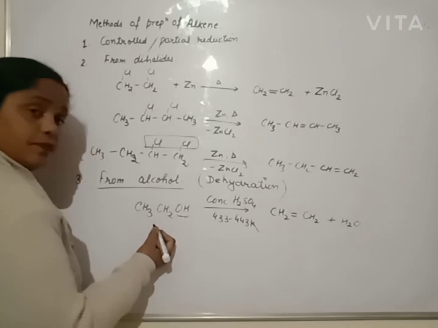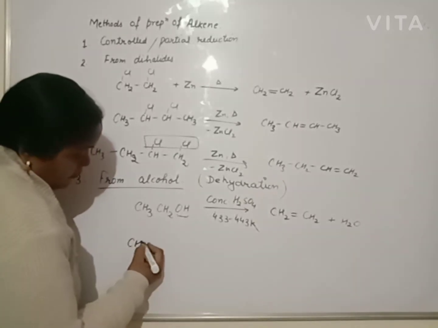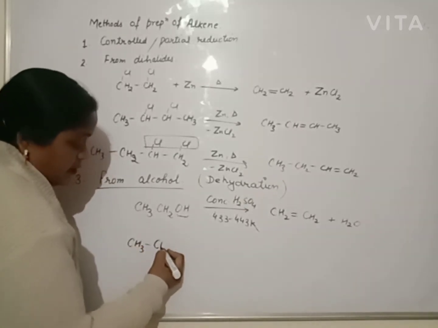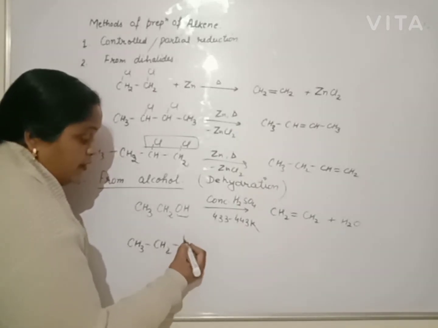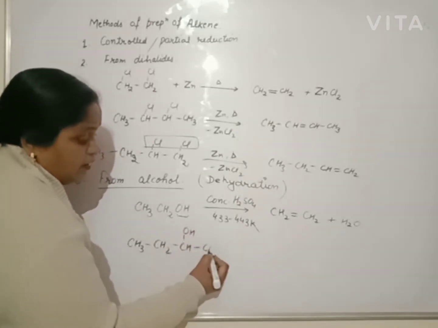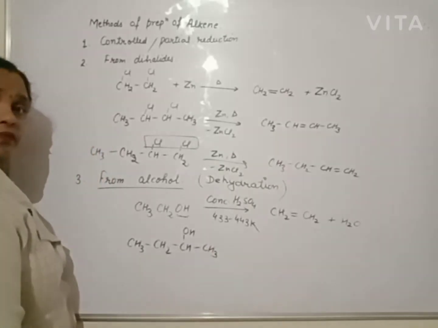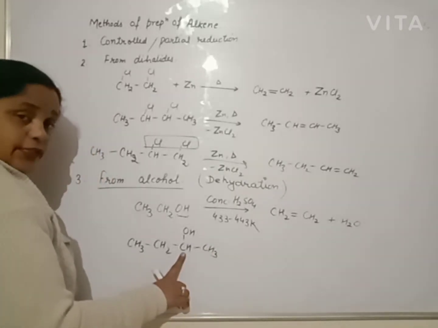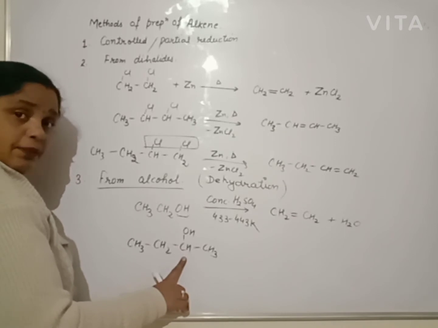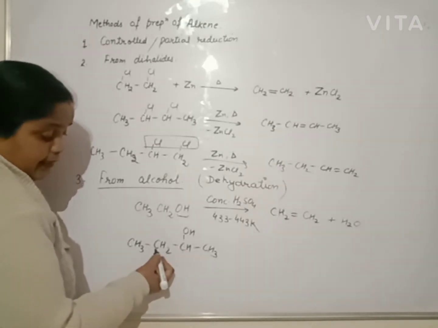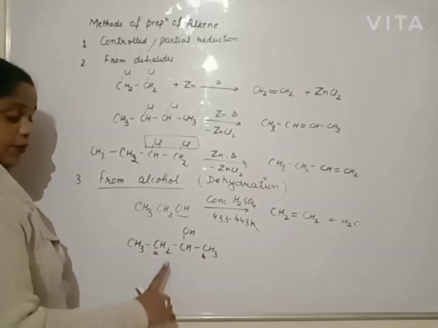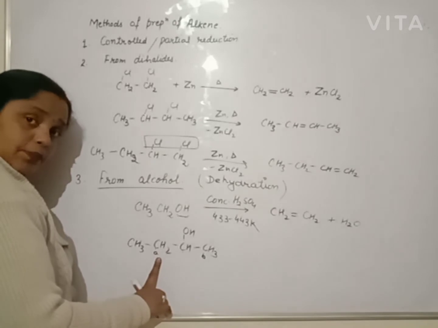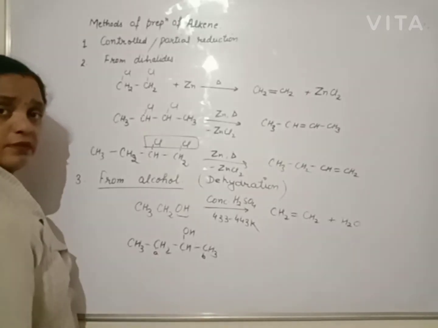Beta, if we have 2-butanol, if we have butan-2-ol, then what happens? OH is removed from the second carbon, but H is removed from an adjacent carbon, and this carbon has two adjacent carbons, A and B. Hydrogen may be removed from A carbon or from B carbon.